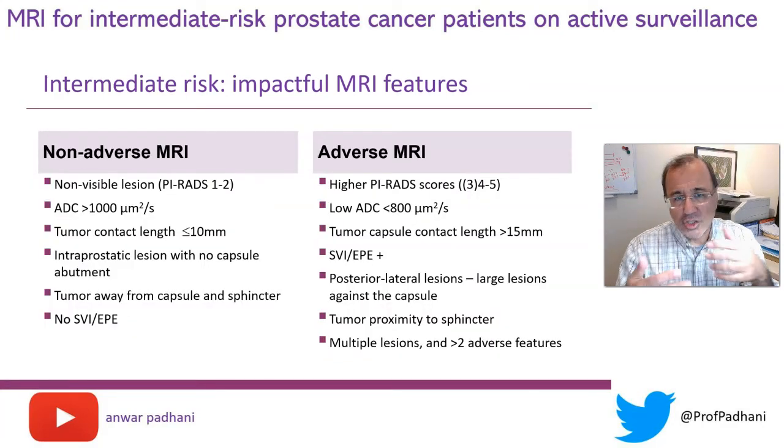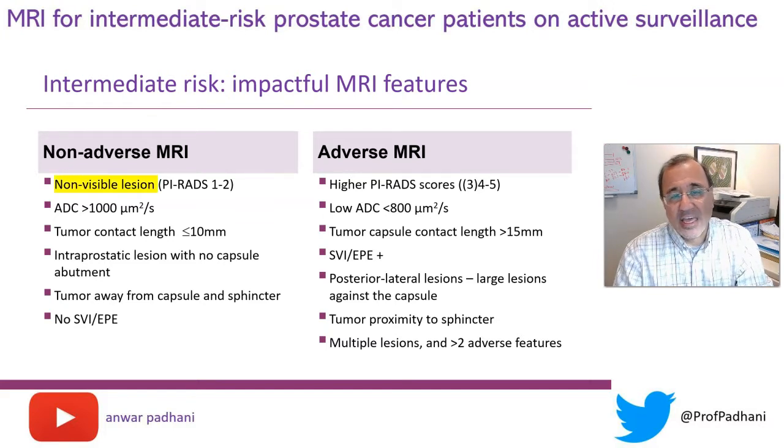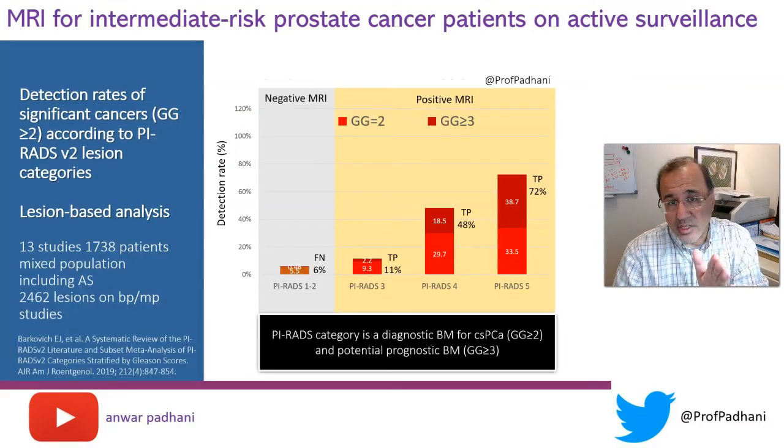And if we look at surgical series, we notice that there are certain MRI features that are considered adverse and certain features that are considered non-adverse. The strongest non-adverse feature is in fact the non-visibility of a lesion on an MRI scan. And this is not really surprising when you look at biopsy yields by the visibility of a lesion using, say, PIRADS categories. On the left-hand side, you can see a negative MR, non-visible lesion. Very, very few patients with grade group 3, for example.